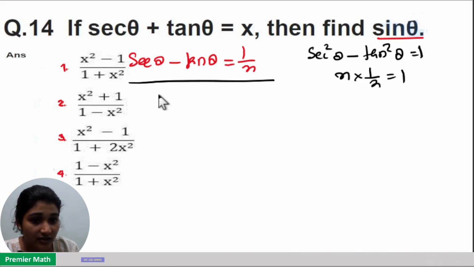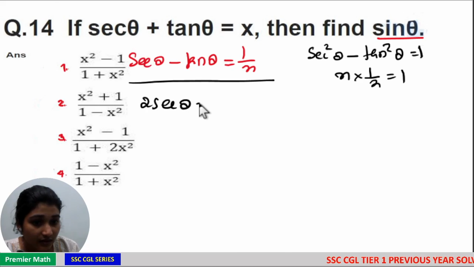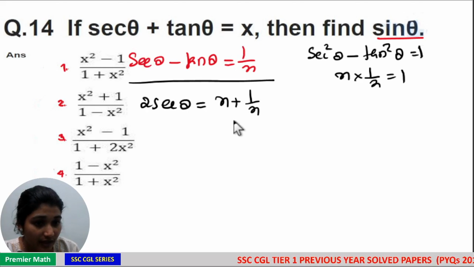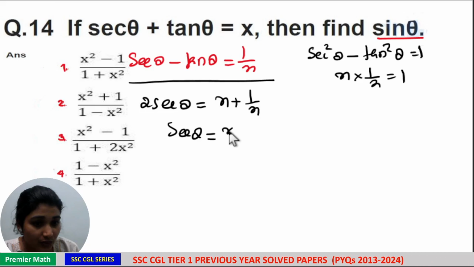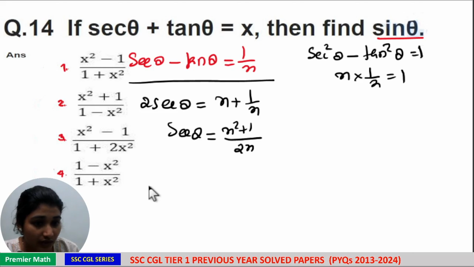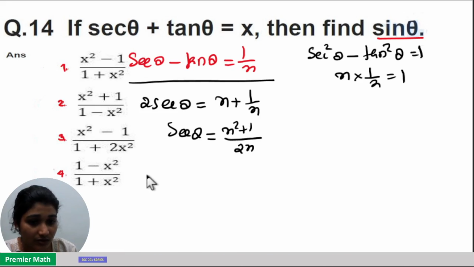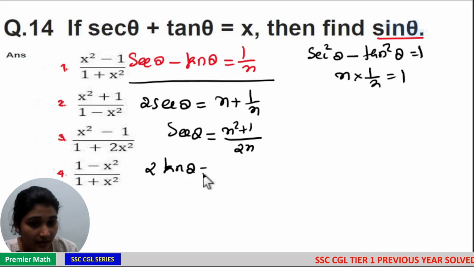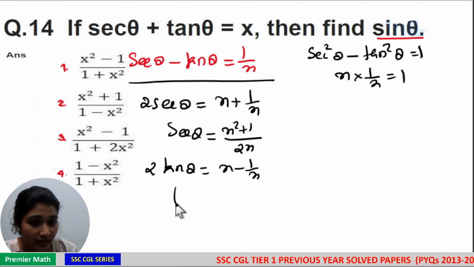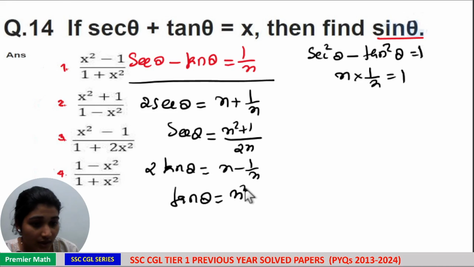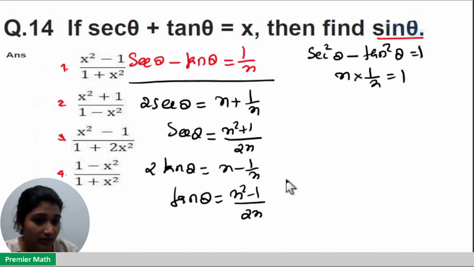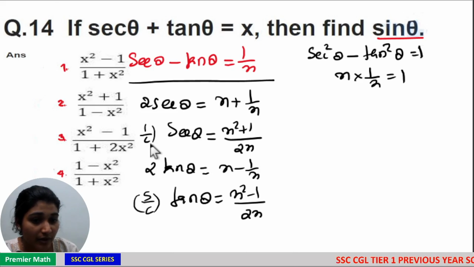Now if you add these two terms together, 2 sec theta becomes x plus 1 by x, means sec theta is equal to x square plus 1 divided by 2x. Same way, if you subtract these two terms, sec theta cancels, 2 tan theta becomes x minus 1 by x. Then tan theta is equal to x square minus 1 divided by 2x. Now we already know tan theta is equal to sine divided by cos, and sec theta is equal to 1 by cos.